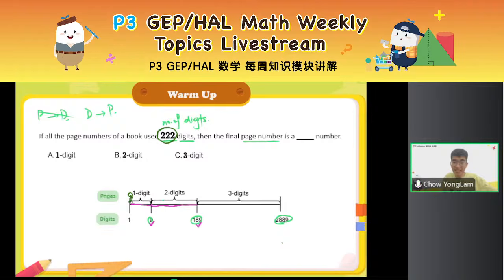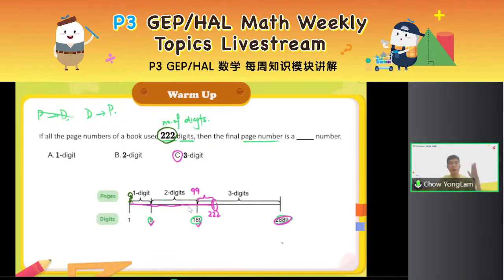Okay, then he has to keep continuing until he reaches 222 digits, which is obviously way smaller than 2889. So 222 digits is somewhere over here. Okay, so that means my last page number must be a 3-digit number. So I need to continue from 99. How many extra numbers are there?